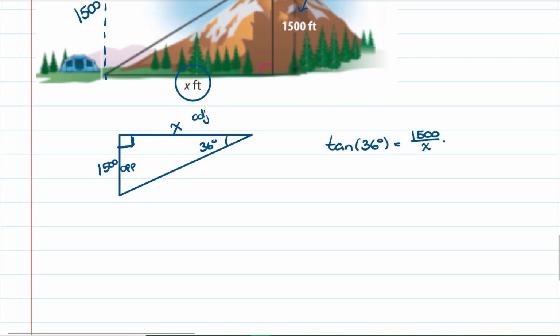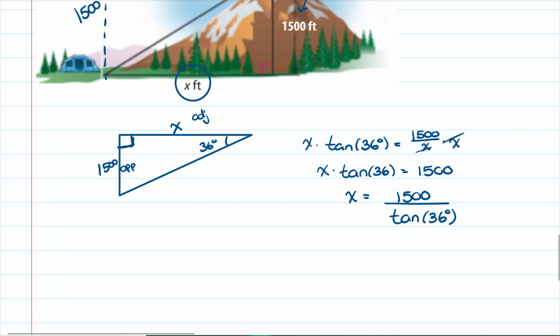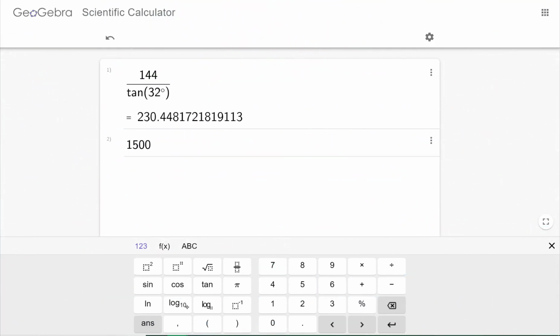And so now I'm going to multiply both sides by x. These reduce off. I get x times tangent of 36 is equal to 1500. And then I divide both sides by tangent. So I get 1500 divided by tangent of 36 degrees. And now all that's left to do is put that into my calculator: 1500 divided by tangent of 36.